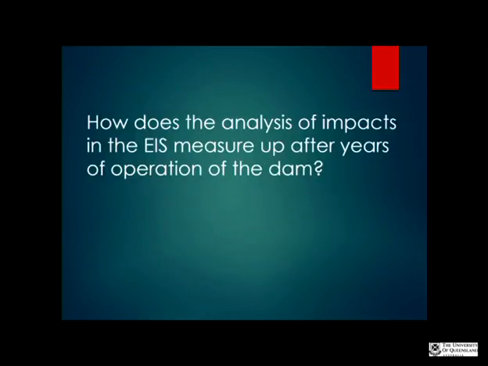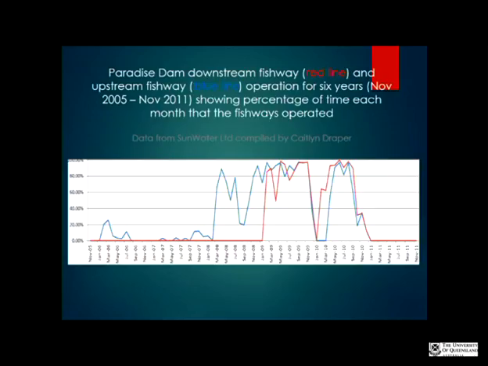How does the analysis of the impacts add up after all these years? So this is showing a 6-year operation. So it goes from November 2005 to November 2011. It shows the percentage of time each month that the fishways operated. The downstream fishway is the red line. The upstream fishway is the blue line. Anywhere it's flatlining means it's not operational. So that's the amount of time it was operational across that 6-year period.